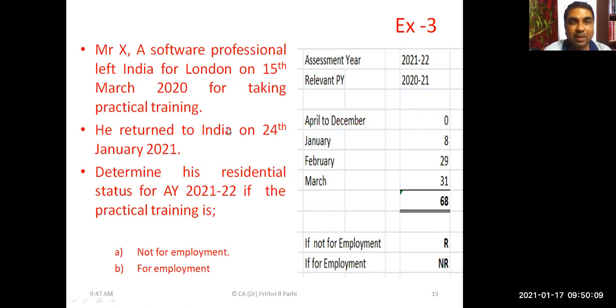If it is not for employment, we'll assume earlier you were staying in India. So in the previous 4 years, you have stayed in India, and in the current year, he has stayed for more than 60 days. Therefore, he is a resident. Did you understand this?